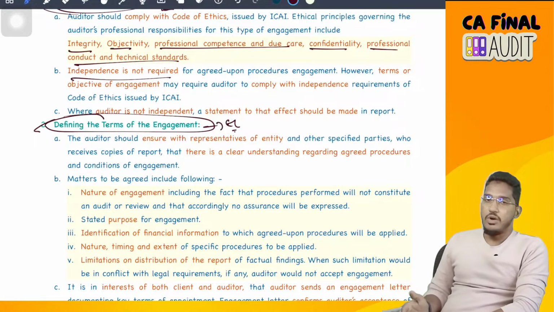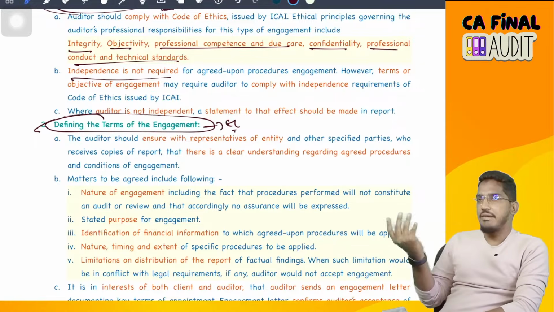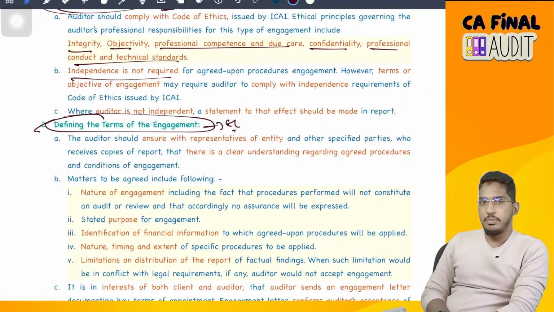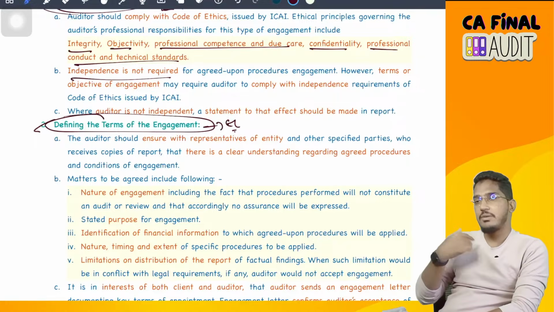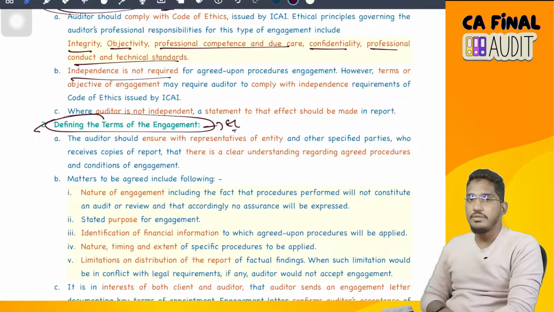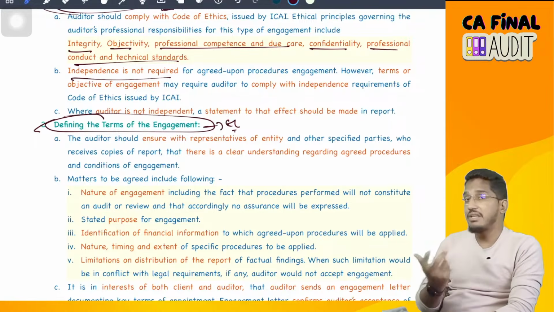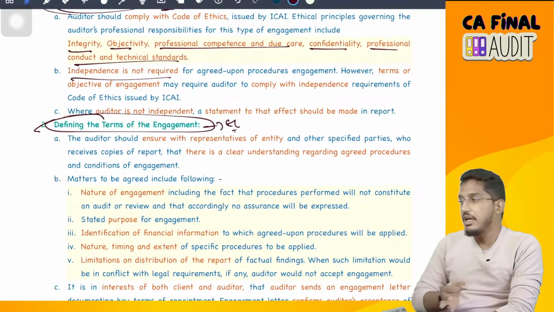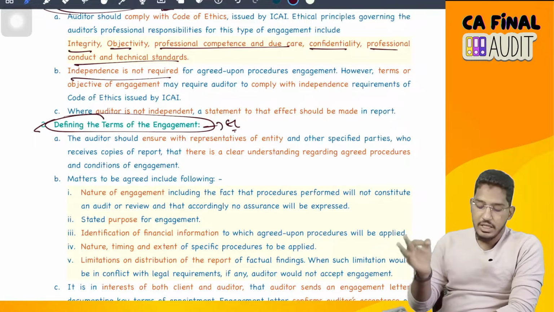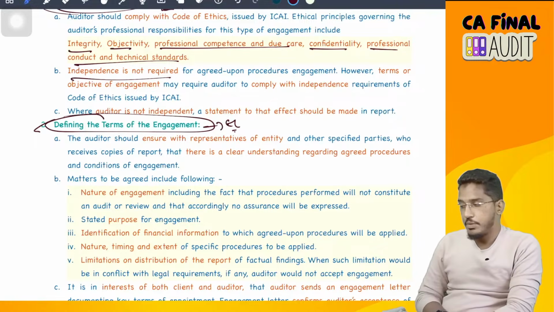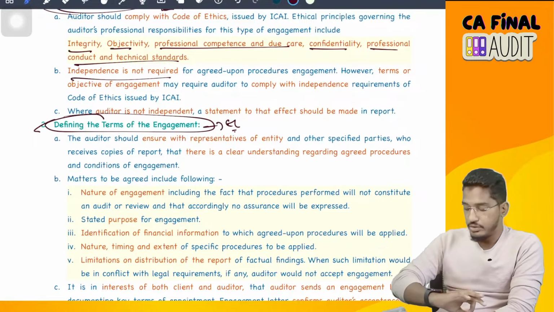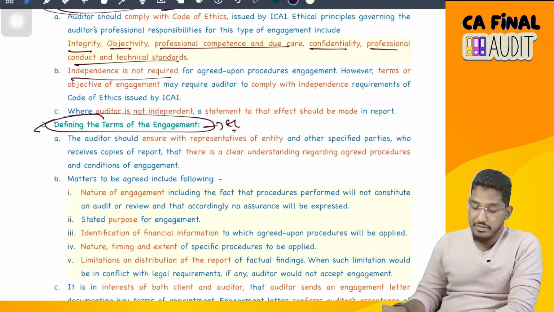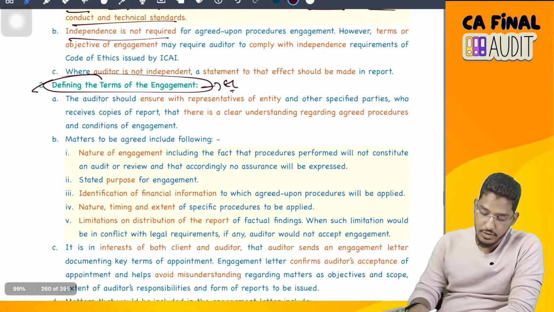Why? Because in audit, we have standards and laws which will tell us what procedures we have to perform. But in the case of agreed upon procedures, as the name itself says, whatever procedures we have agreed with the client, only those we will perform. If you don't have those agreed upon procedures in written format, there is going to be a huge scope for misunderstanding. So that's why, more than in audit, in the case of agreed upon procedures, the requirement of documenting the terms of engagement is very, very high. So that's what they say here.